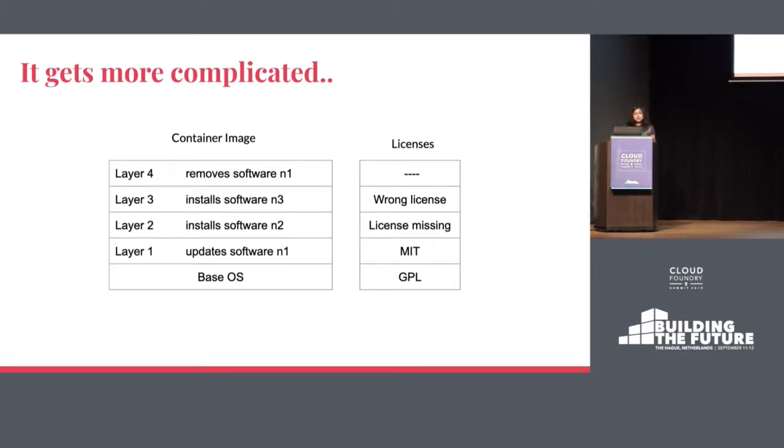What if you're using a container image which has, in the last layer, software that has been removed, but you're shipping this? Anyone using this container can actually remove layer 4, the last layer, and still use the container. So at the end of the day, you have to account for every piece of software that you're shipping.